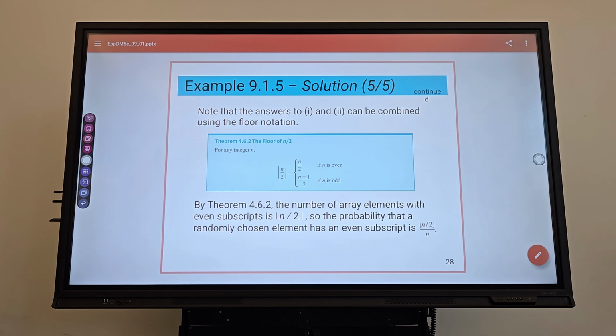Note that the answers in 1 and 2 can be combined using floor notation. By theorem 462, the number of array elements with even subscripts is the floor of n over 2. So the probability that a randomly chosen element has an even subscript is the floor of n over 2, over n. And that'll be it for that section.